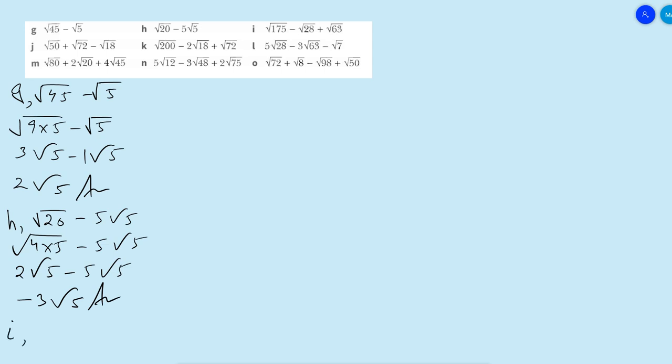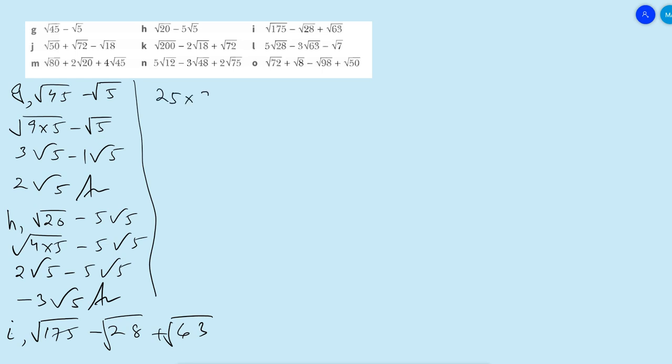Part I. Sorry, after G, H, I. I is root 175 minus root 28 plus root 63. This time we have three roots, no matter. 175 can be broken: 25 into 7. We can write 25 into 7. You can check from the calculator.